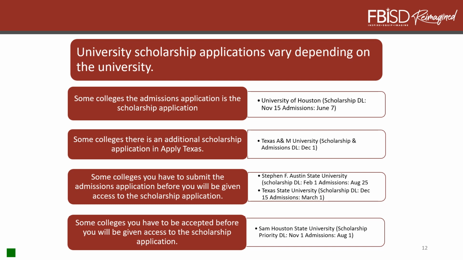And then there are still some schools where you have to be accepted by the university before you are able to apply for university scholarships. An example of this would be Sam Houston State University. In order to apply for the university scholarships at Sam Houston, you must be accepted to the university. Then you will gain access to the university scholarship portal. The priority deadline for scholarships at Sam Houston State University is November 1st. So that means you must receive your acceptance letter well before November 1st if you want to be able to submit the scholarship applications by the scholarship deadline.